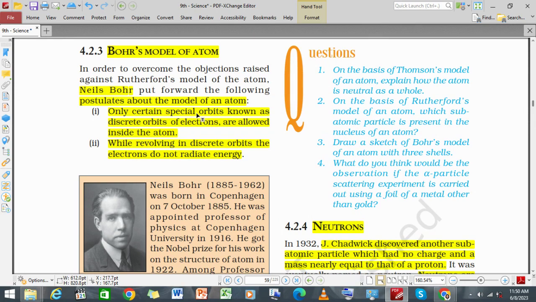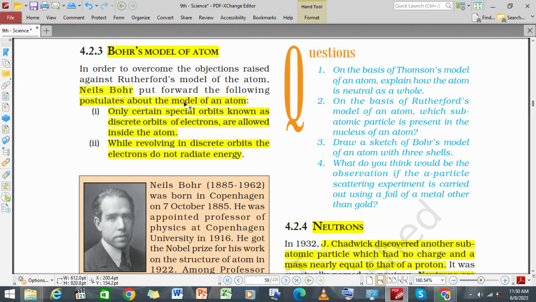Only certain special orbits, known as the discrete orbits of electrons, are allowed inside the atom. While revolving in a discrete orbit, the electron does not radiate energy. That means the electron does not lose energy if it is in a discrete orbit.